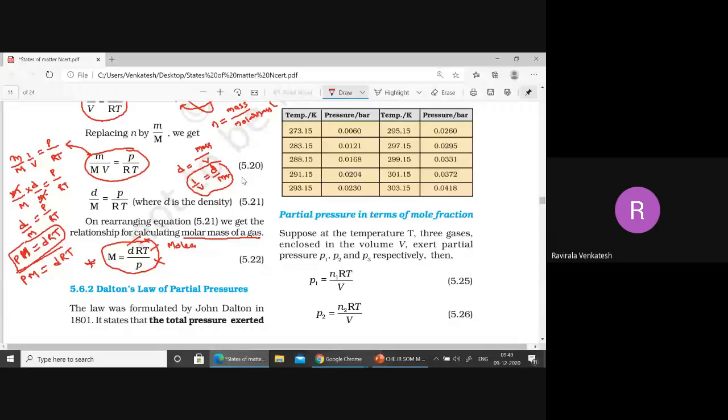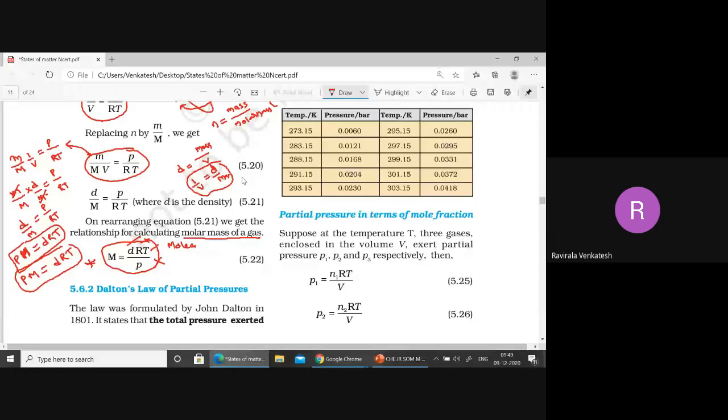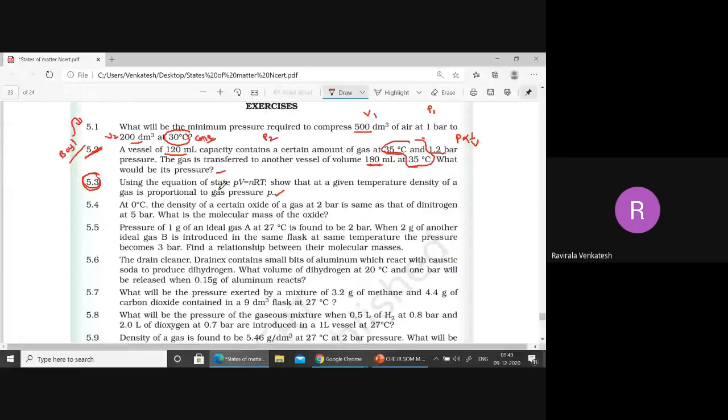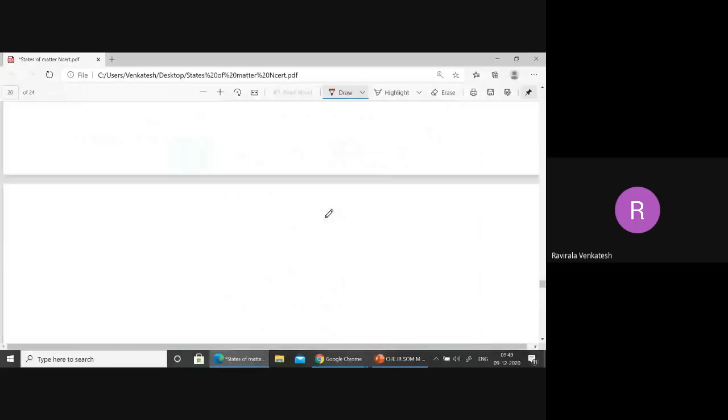Now, based on this formula, we can calculate the molar mass of any gas if we know the pressure, the density and temperature. One more formula you got here. So this is the question we got at the last actually, the last question we discussed. Using the equation of state PV is equal to nRT, show that at a given temperature the density of a gas is proportional to the pressure. You see here what you have written. What is the density and pressure? What order are we going to get there?